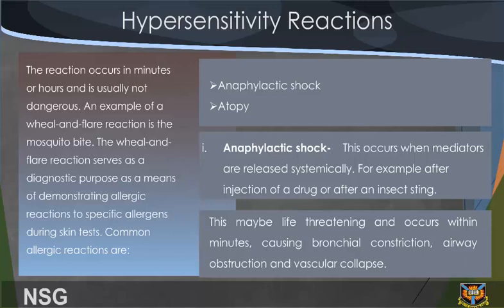This occurs when mediators are released systemically, for example, after injection of a drug or after an insect sting. This may be life-threatening and occurs within minutes, causing bronchial constriction, airway obstruction, and vascular collapse.